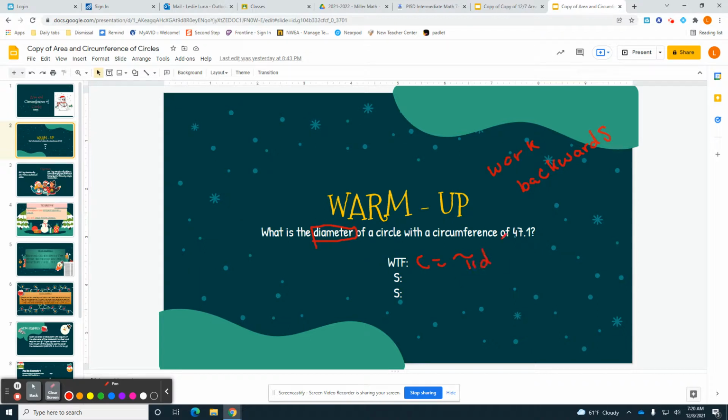Okay, so now you're going to substitute. It gives you the circumference, and their circumference is 47.1. So you would have 47.1 is equal to pi, which is 3.14 times diameter. So you're going to solve for the unknown, which is our variable, d. So go ahead and finish solving it out. Okay, that's your warm-up.